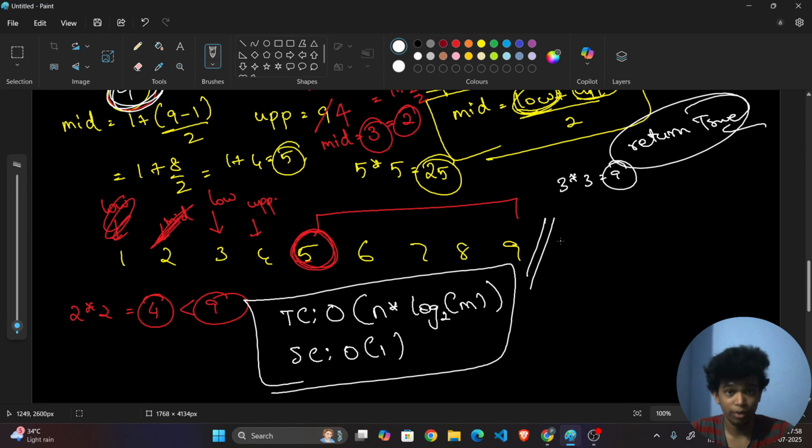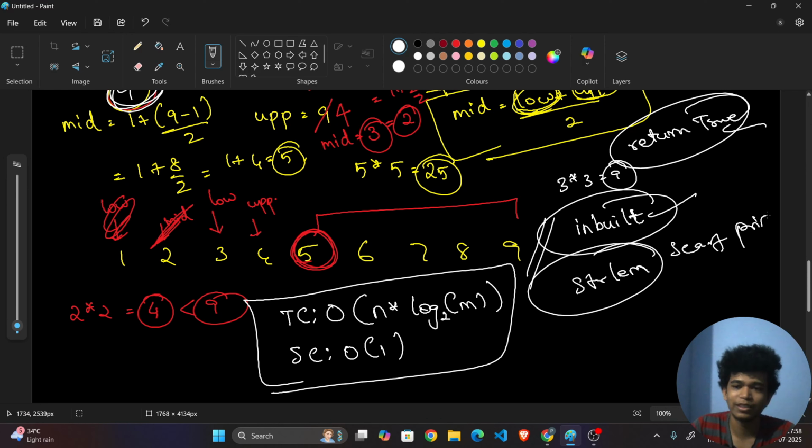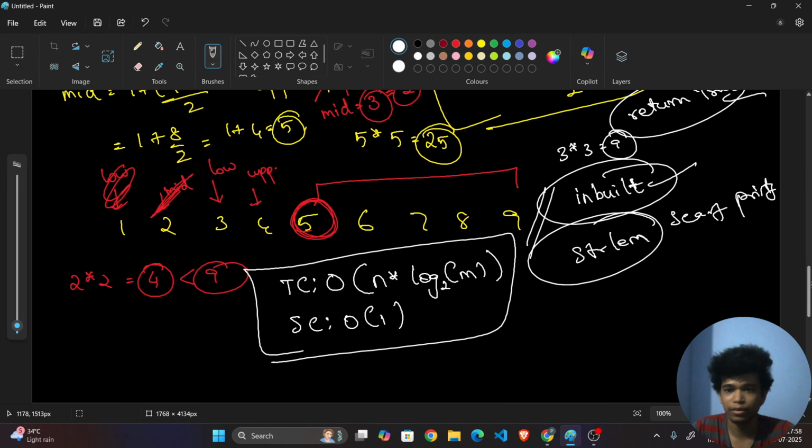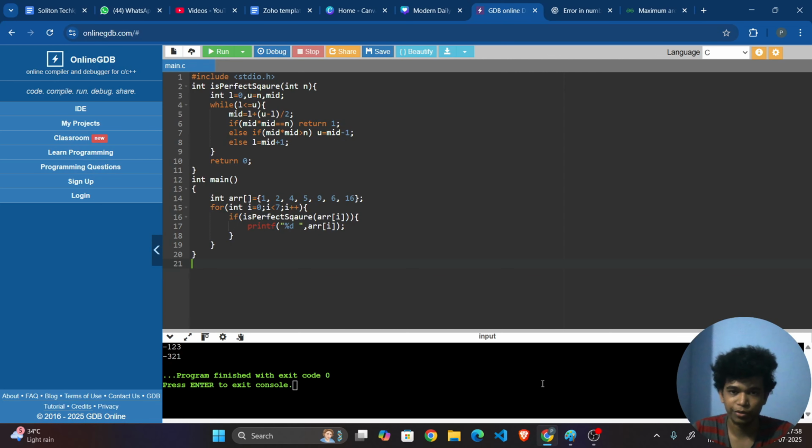In Soliton interviews, you cannot use any inbuilt function except a few, like string length, scanf, and printf. You can use these, but apart from that, you cannot use any other functions. For example, the square root method in C, you cannot use that. It is not allowed, or it is restricted. So let us see the code so that it will be more clear.